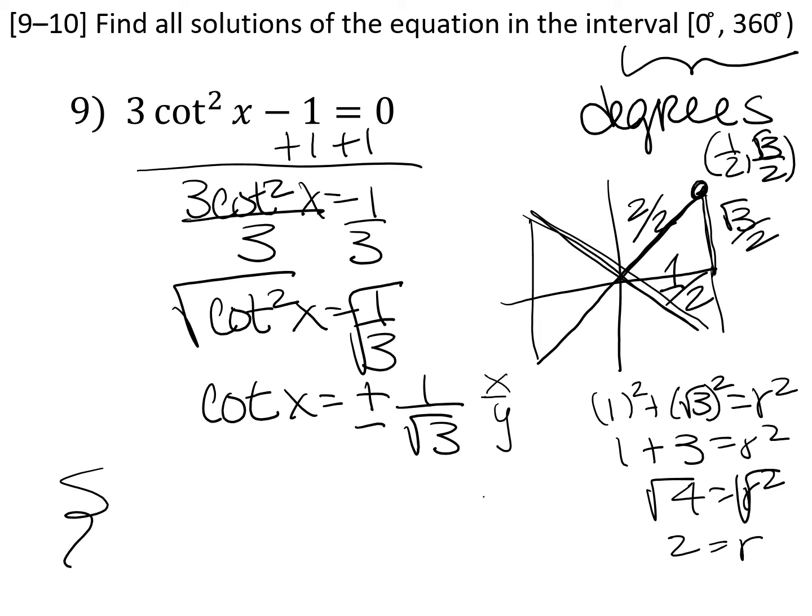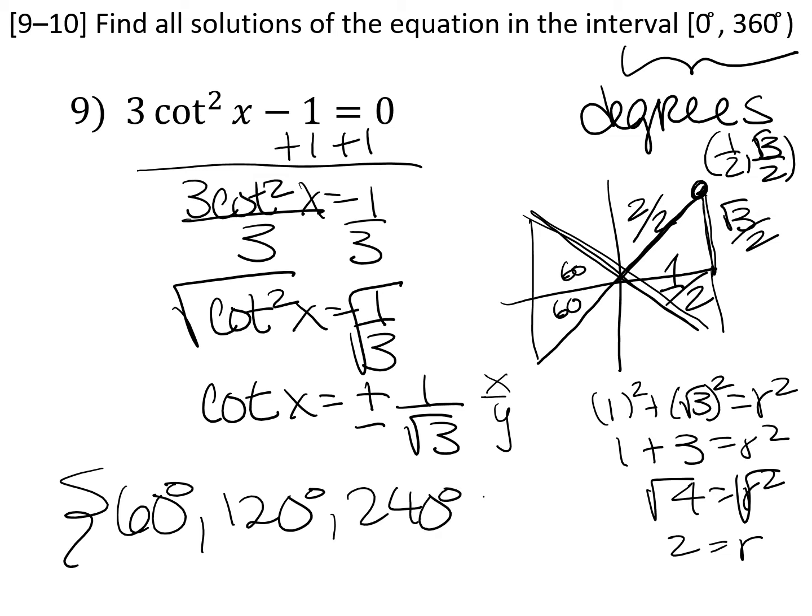Okay, so my first quadrant 1 answer is 60. This is 60 in each one of these, so a 180 minus 60 is 120. A 180 plus 60 is 240. And then 360 minus 60 is 300. Final answer.